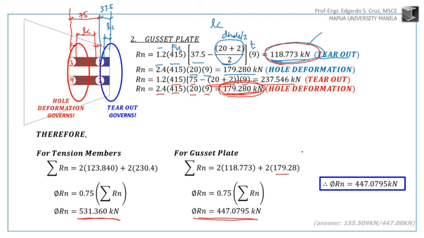So dapat identified nyo, hindi lang basta solve ng solve. Halimbawa, tanongin ko kayo, what would be the design strength of the tension member against bearing? So ang sagot doon would be 531. What is the design strength against bearing of the gusset plate? Ang sagot doon is 447.0795. Pagka ang tanong naman is, what is the design strength of the connection against bearing? So the answer there is 447.0795 kilonewtons.